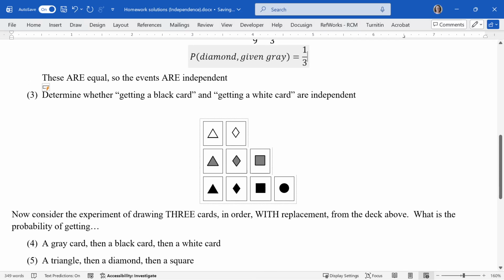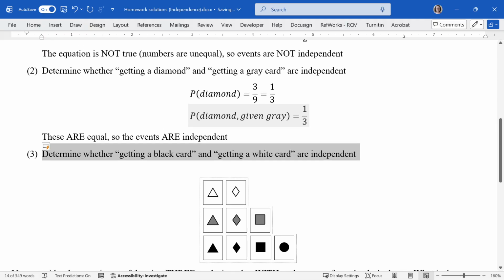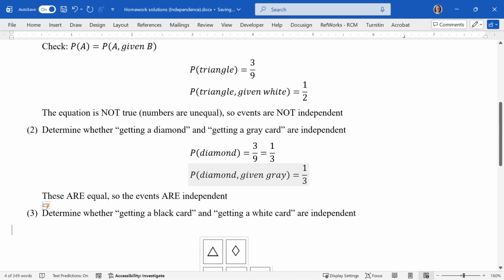Number 3, determine whether getting a black card and getting a white card are independent. Okay, so this is almost like a trick question because you're doing this in one card. Mutually exclusive events are never going to be independent. If I know that I got a black card, that definitely changes the probability of whether I got a white card because it makes it go to 0. Right? So let me show you.